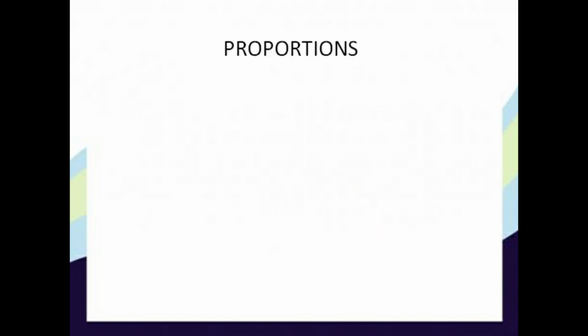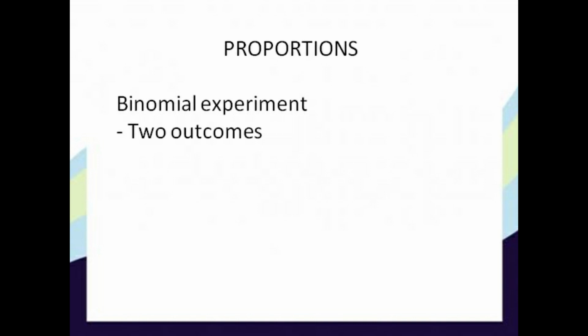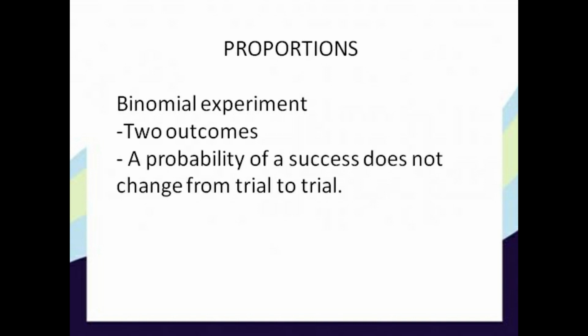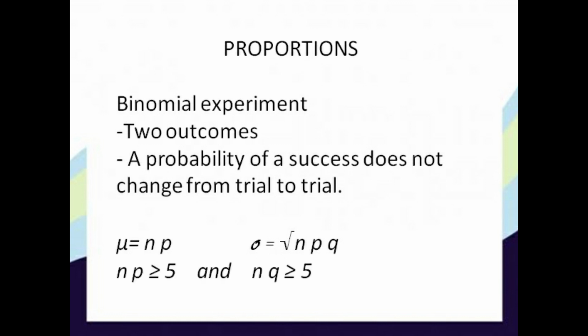Recall from Chapter 7 that a proportion is the same as a percentage of the population. A hypothesis test involving a population proportion can be considered as a binomial experiment when there are only two outcomes and the probability of success does not change from trial to trial. We know that the mean is equal to np and the standard deviation is equal to the square root of npq for the binomial distribution. Since a normal distribution can be used to approximate the binomial distribution when np is greater than or equal to 5 and nq is greater than or equal to 5, the standard normal distribution can be used to test hypotheses for proportions.